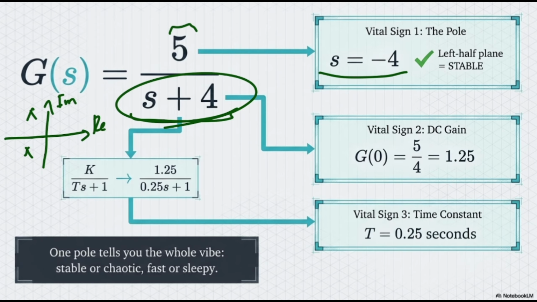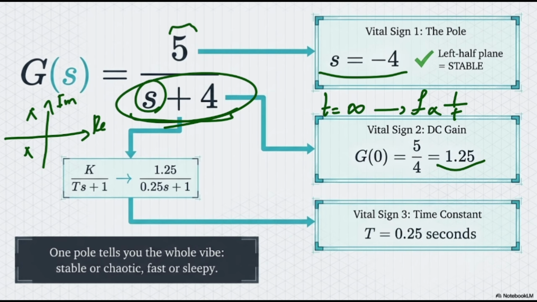Another thing that we would like to see is the DC gain, because we would like to see what would happen to my system at time equals infinity. As you guys know, time and frequency have a reciprocal relationship. It means that if time is infinite, your frequency is zero. As we know, S is completely related to frequency, so we consider S as zero. If you put zero as S, you get 1.25.